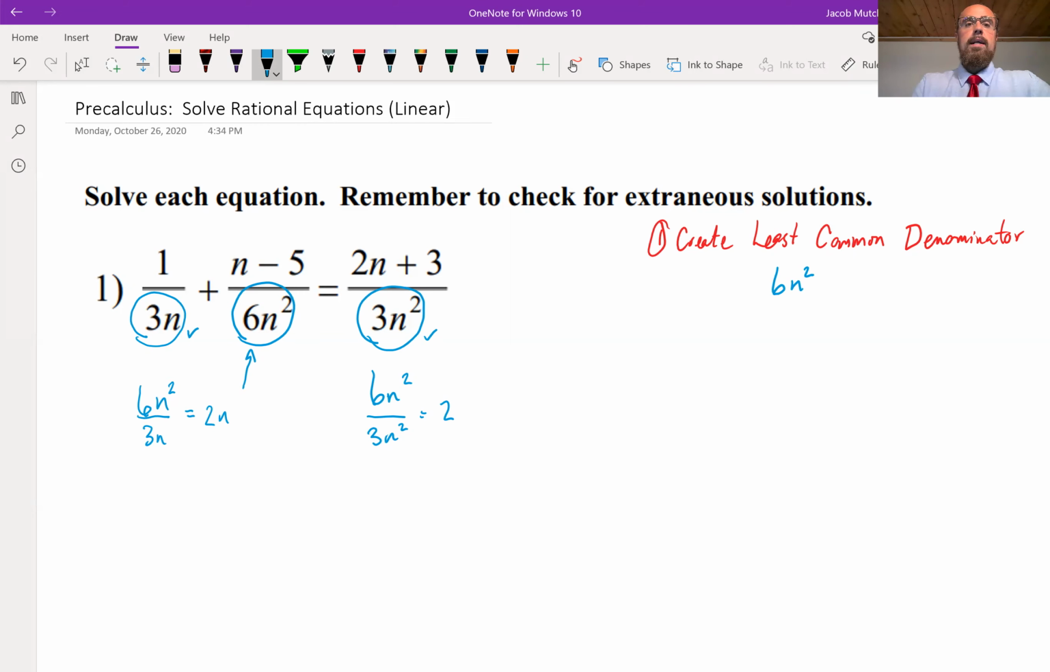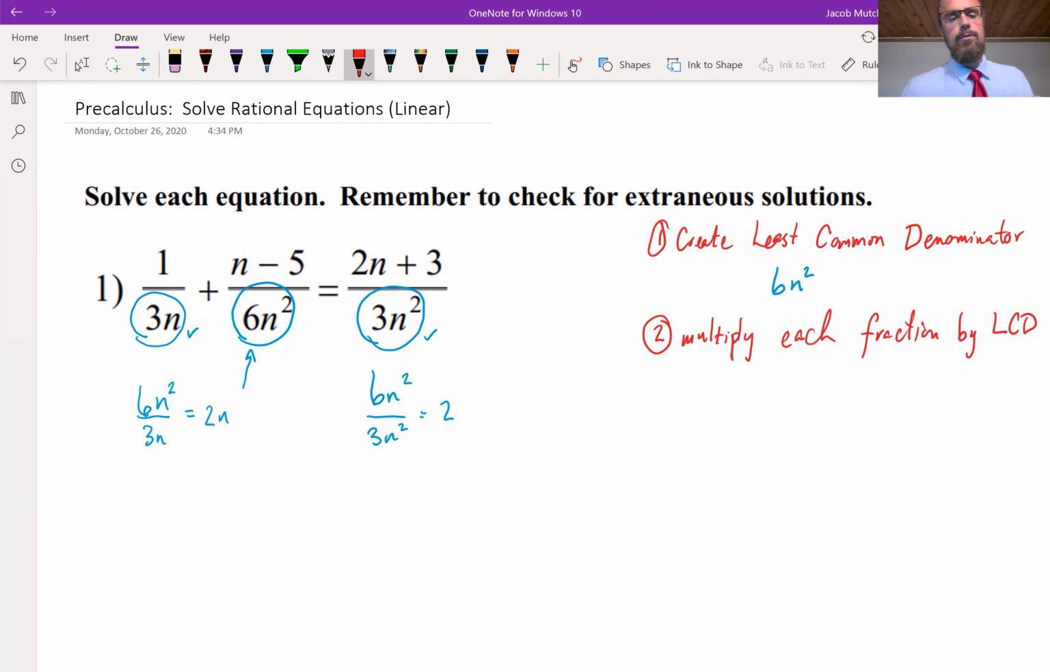Now once I create that least common denominator, my second step is to multiply each fraction by the LCD. Multiply each fraction by the LCD. Our goal in doing this multiplication is to reduce the fractions down to one single level so that they're no longer fractions.